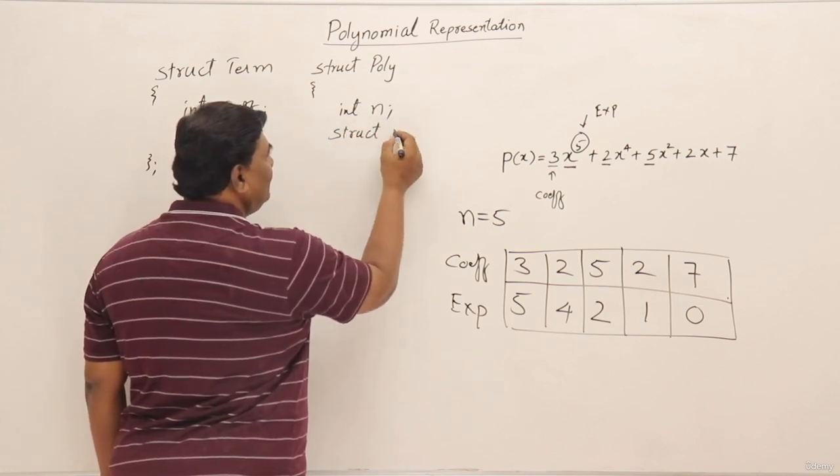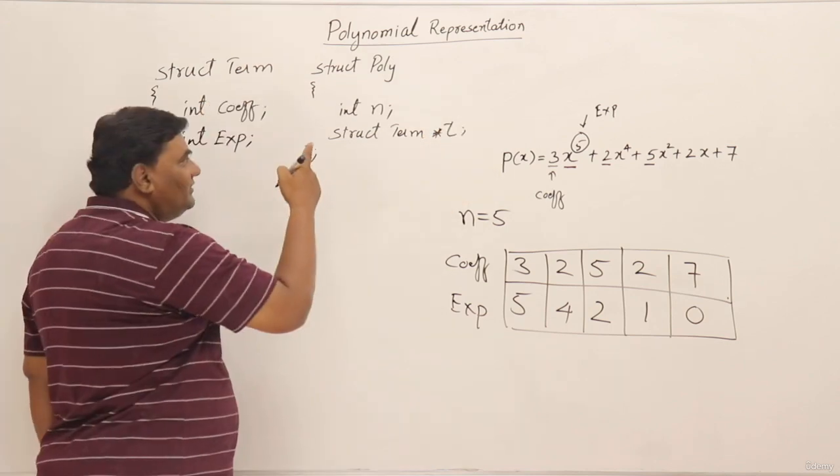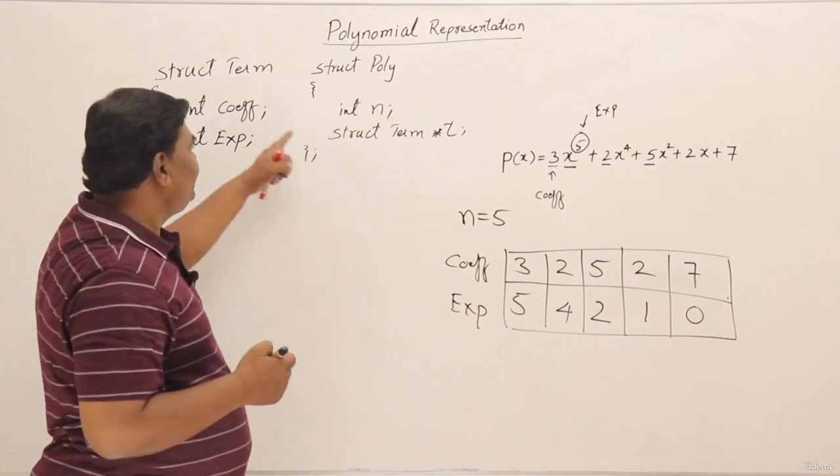Struct term pointer t. So this is a structure for polynomial. Polynomial is using terms.